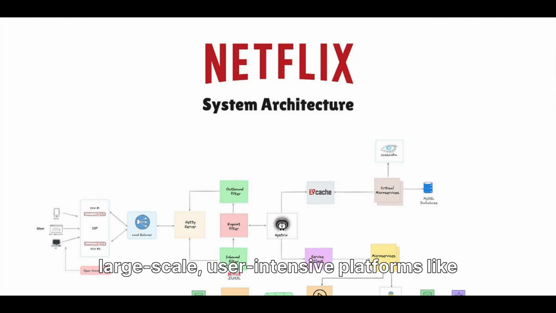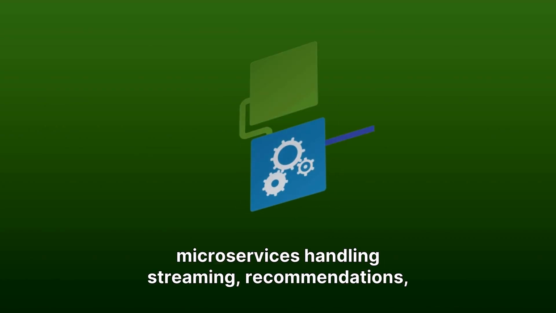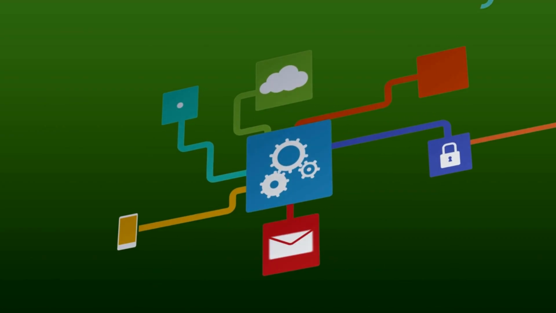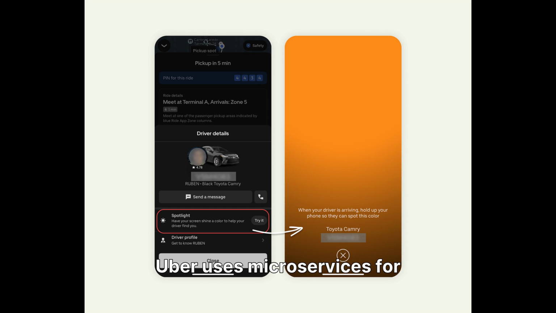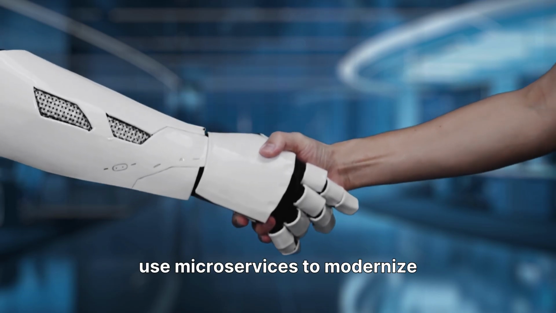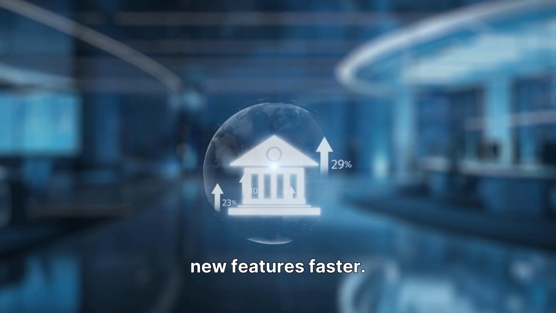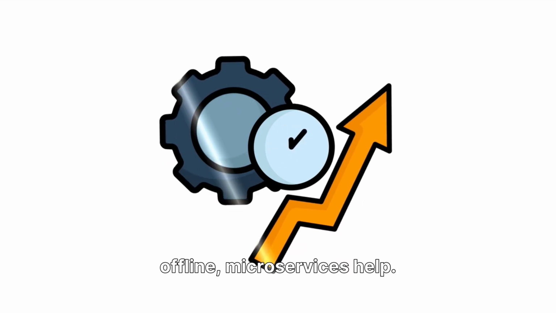Microservices are common in large-scale, user-intensive platforms like Netflix. Netflix has thousands of microservices handling streaming, recommendations, subtitles, billing, and more. Amazon's entire online store is powered by microservices, one for product listings, one for checkout, and one for shipping. Uber uses microservices for driver matching, location mapping, payments, notifications, and surge pricing. Banking and fintech companies use microservices to modernize old systems and release new features faster. In short, if the app needs to grow fast and never go offline, microservices help.